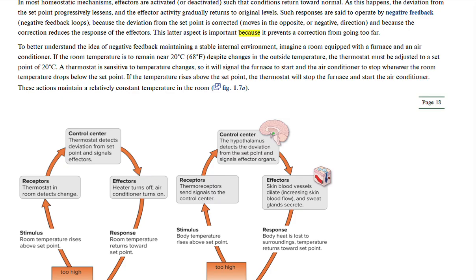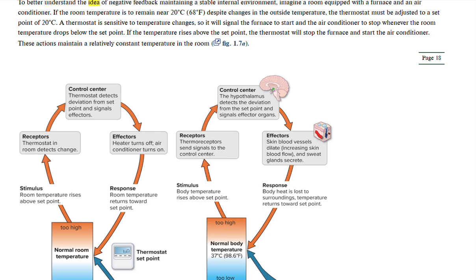This latter aspect is important because it prevents a correction from going too far. To better understand the idea of negative feedback maintaining a stable internal environment, imagine a room equipped with a furnace and an air conditioner. If the room temperature is to remain near 20 degrees Celsius (68 degrees Fahrenheit) despite changes in the outside temperature, the thermostat must be adjusted to a set point of 20 degrees Celsius.